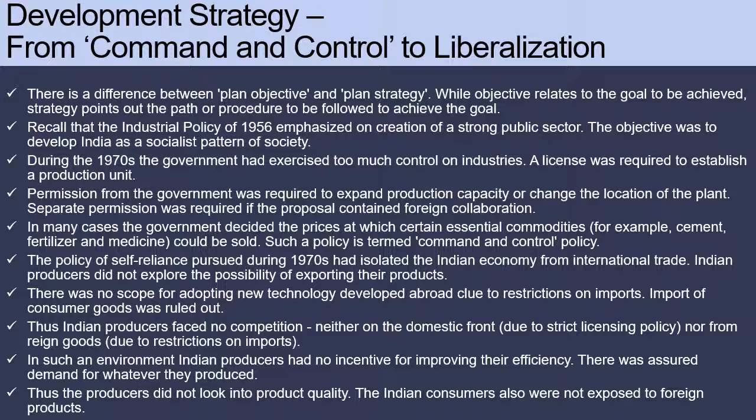During the 1970s the government had exercised too much control on industries. A license was required to establish a production unit. Permission from the government was required to expand production capacity or change the location of the plant. Separate permission was required if the proposal contained foreign collaboration. In many cases the government decided the prices at which certain essential commodities, for example, cement, fertilizer and medicine, could be sold. Such a policy is termed command and control policy.